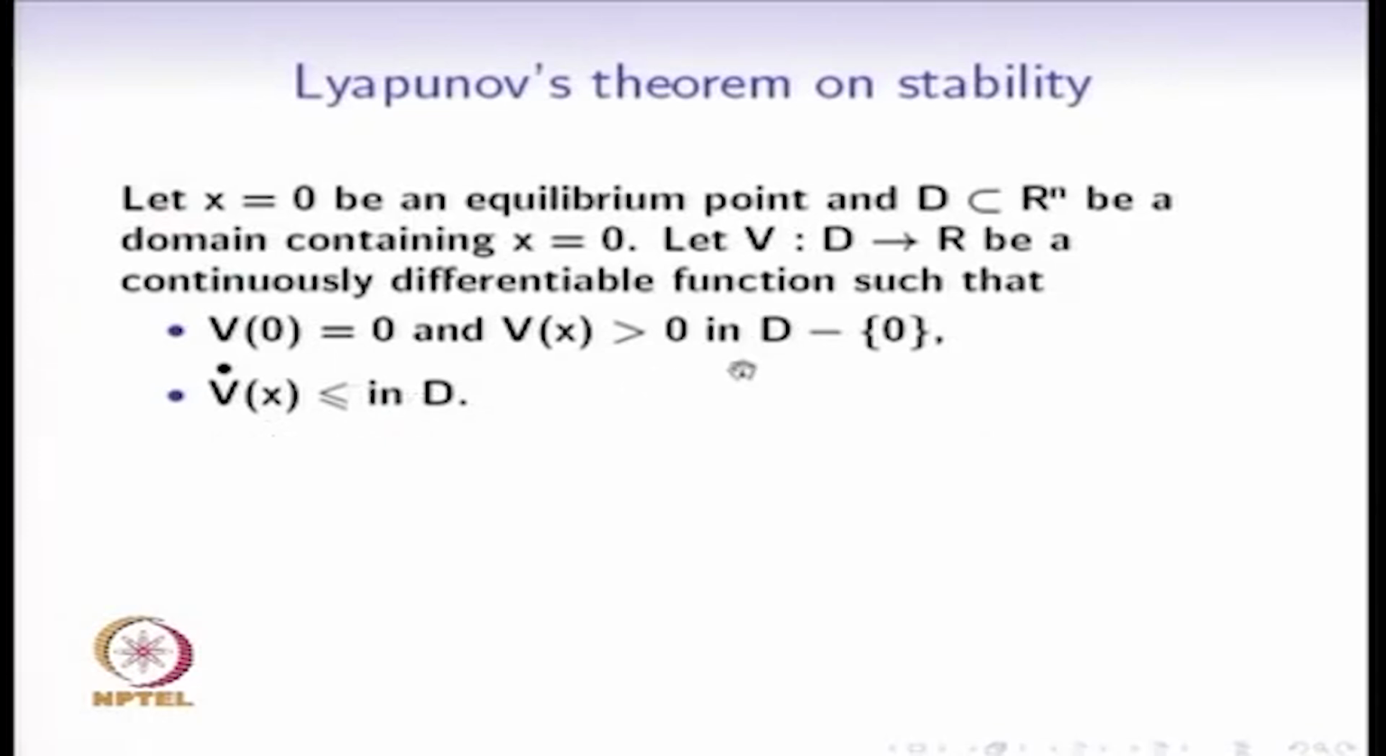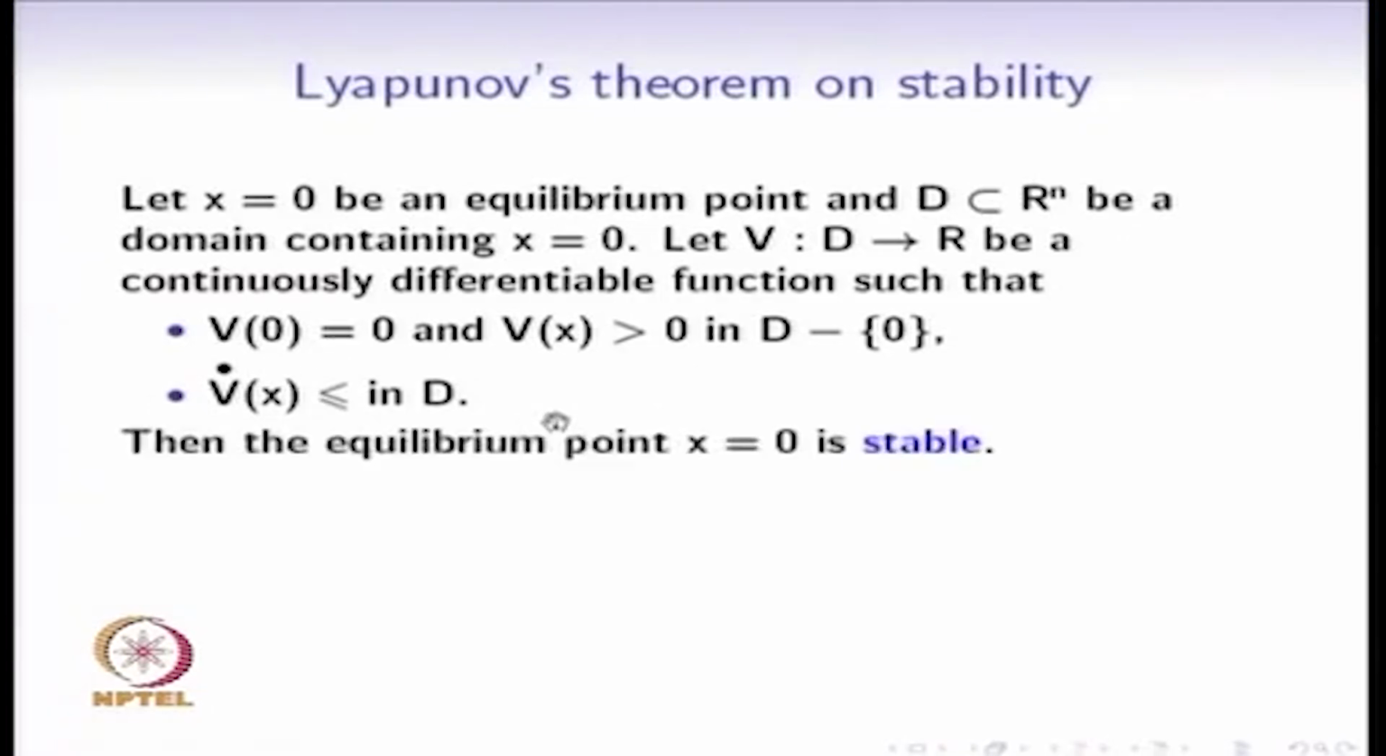V dot is less than or equal to 0 in the domain D. So, v was a function of x, but this dot here means it is a derivative with respect to time. This I will clarify very soon. So, the rate of change of v with respect to time at every point is less than or equal to 0.